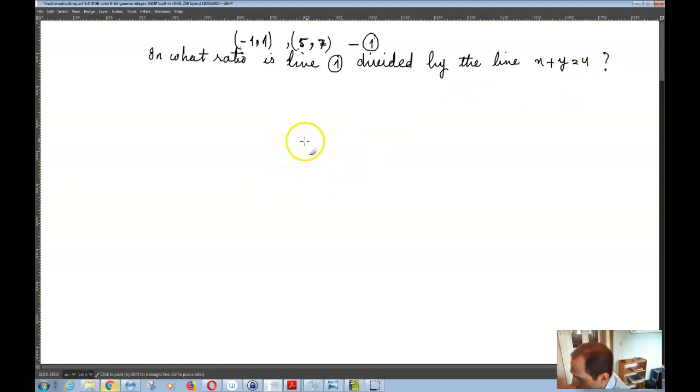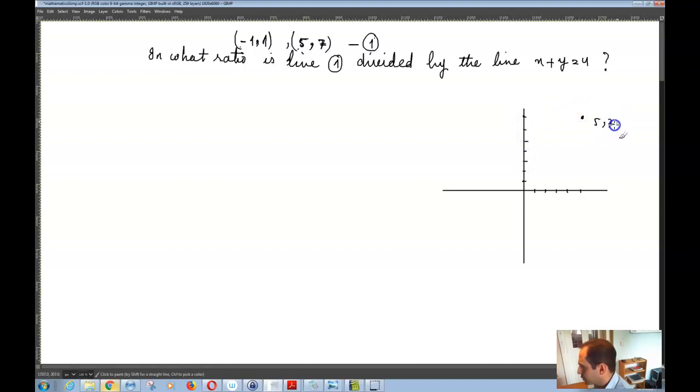So basically what we have over here takes a little bit of work, but it's an interesting example. So you have these 2 points, and there is this point over here, 5, comma 7, and there is another point, negative 1, comma 1. There is a line segment joining these 2 points. Now in what ratio is this line divided by this line?